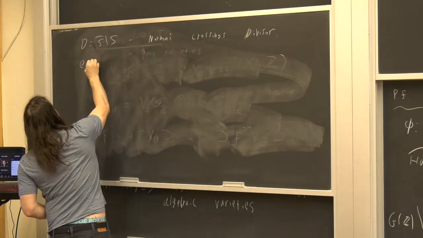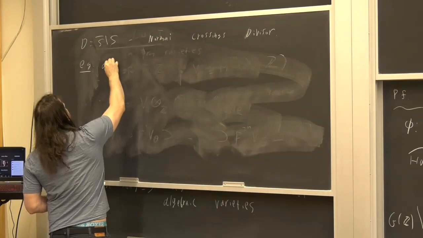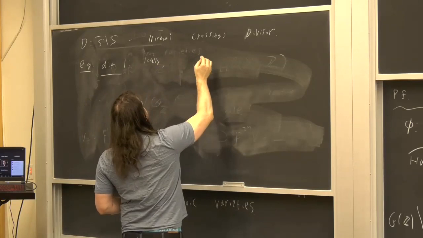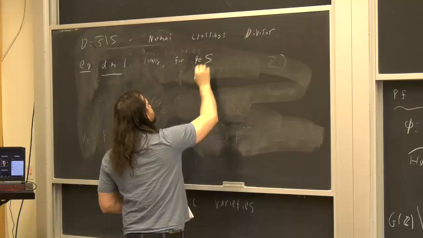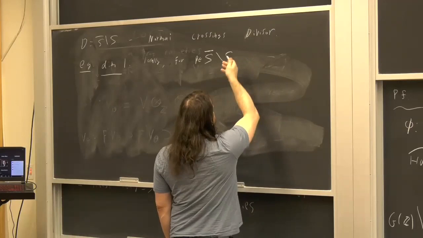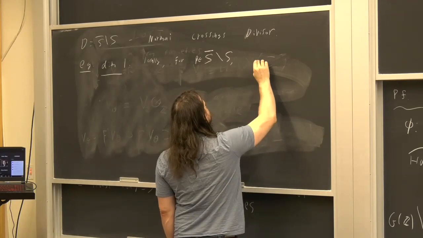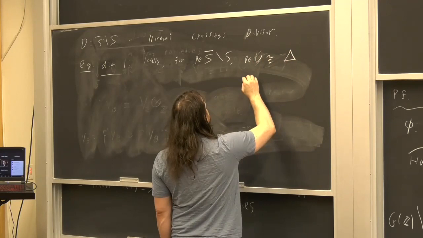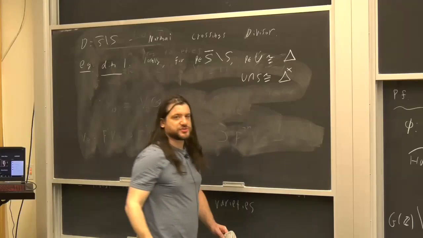Just to give a couple of examples, in dimension one, if you look locally at a point P in S bar that's not in S, D is just this point. And so if you take a neighborhood U of P, which is homeomorphic to the disk, then U intersect S is homeomorphic to the punctured disk. And so your basic object becomes the disk together with the punctured disk.